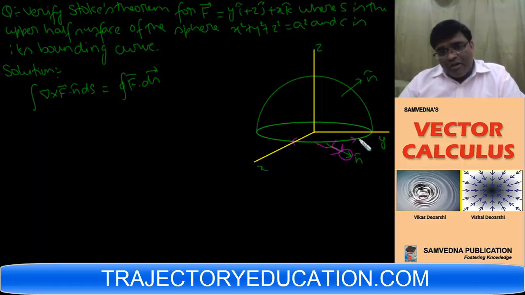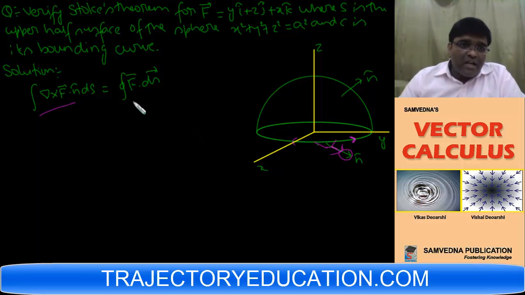So for the outward n, this orientation of the bounding curve is positive. Now we have to evaluate both sides separately, verify and see whether they are equal or not. First of all, let us calculate the surface integral of (∇ × F) · n dS with n lying in the outward direction.